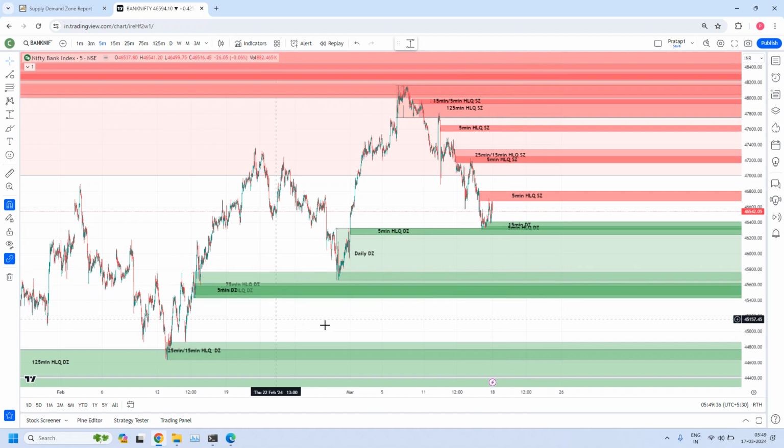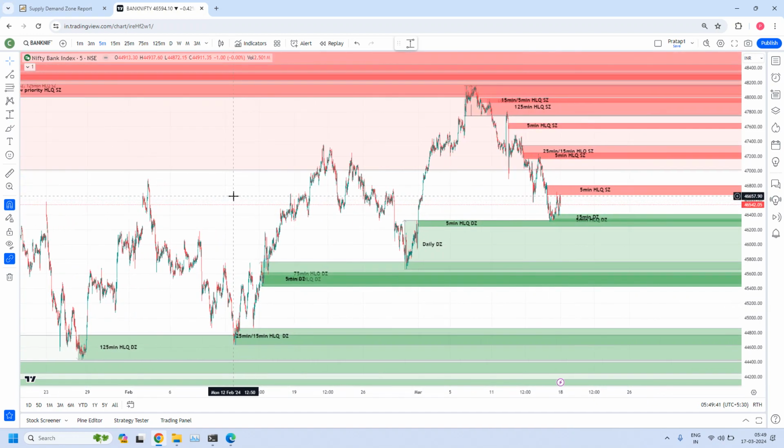Okay, now the levels are clear. Further below I am not drawing, because if this is violated, then probably I need to plan another video. That means Monday these levels should hold, Monday and Tuesday.